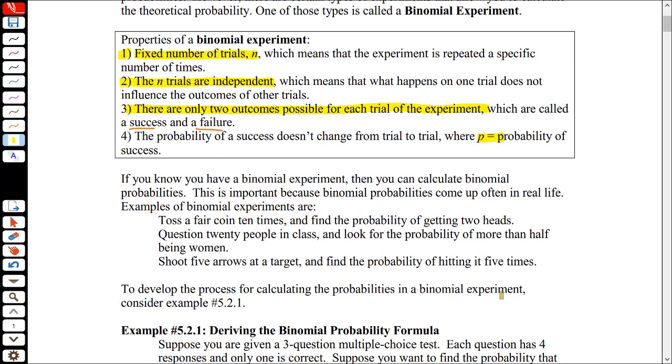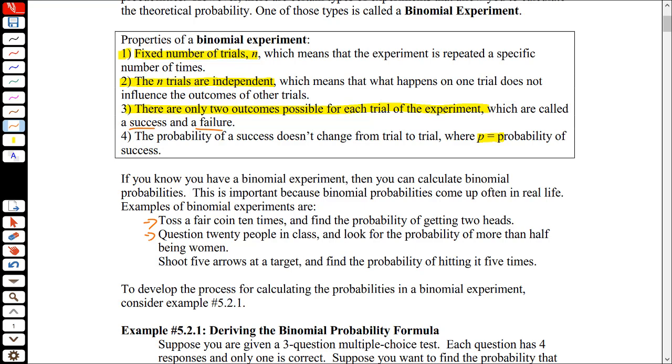So, some examples of things that are binomial experiments. Toss a coin 10 times, find the probability of getting 2 heads. So we have a fixed number of trials, 10. The trials are independent because the coin doesn't know what happened before or after. There are only 2 possible outcomes, heads or tails. And the probability of success, probability of getting heads, is 50%. It's the same for every coin flip.